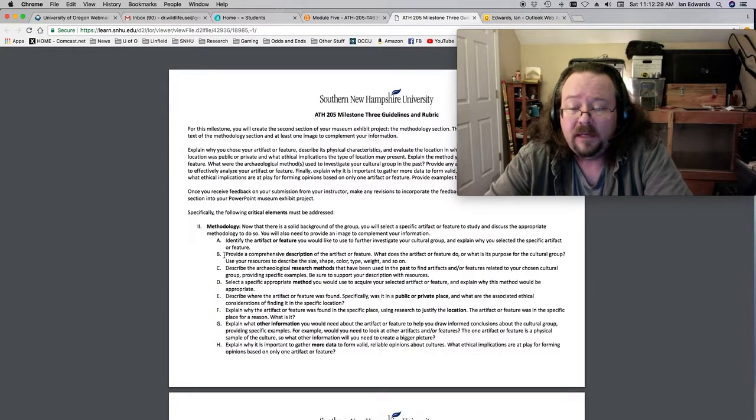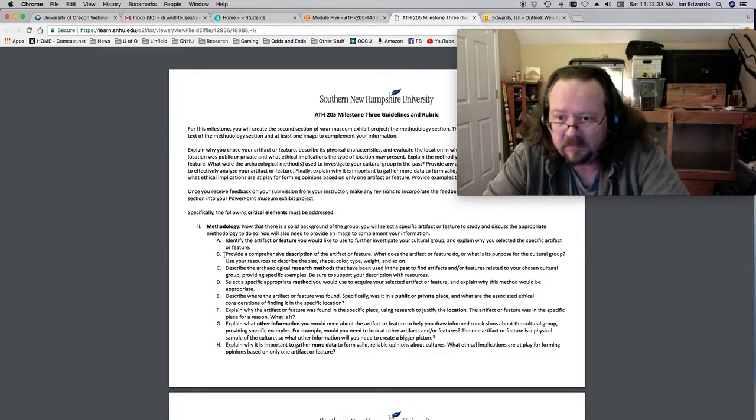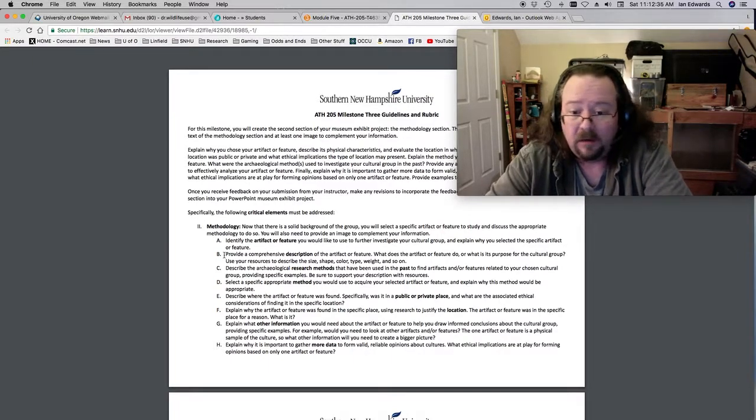And look to our text. It has lots of great examples in there. Like I mentioned, grave goods. That's a pretty common example, right? But your artifact might not be a grave good, right? So was it found in a home? That touches back on the public or private space. Why is it there? Why?